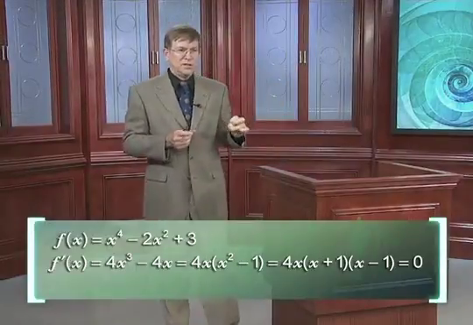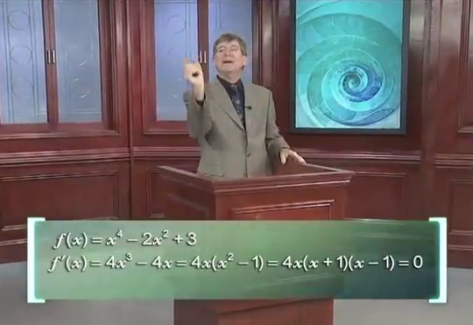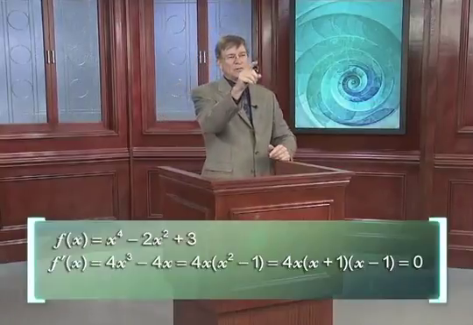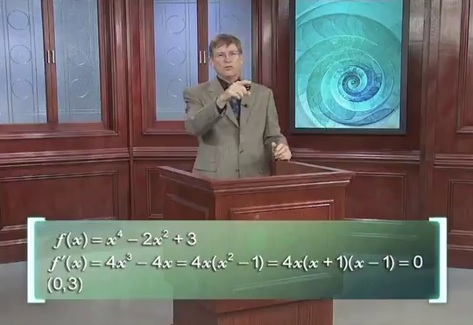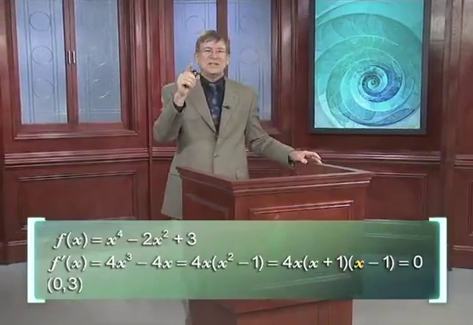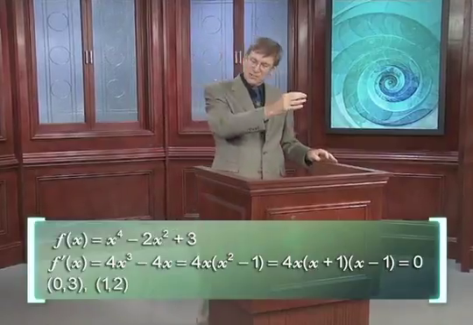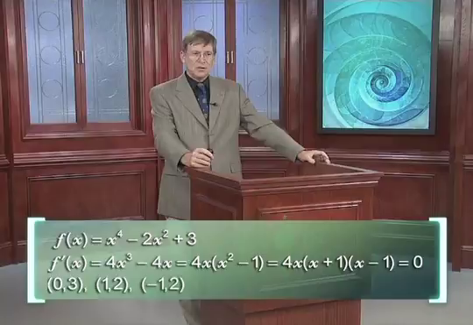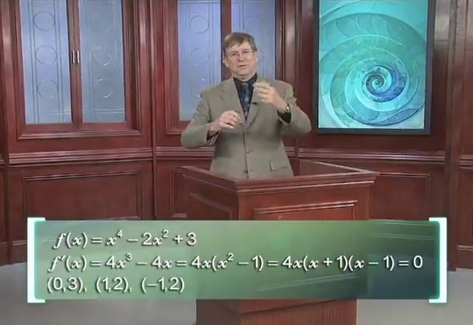So what are those points? If x is 0, plug it back into the original function to get the y value. The y value corresponding to x equals 0 is 3. The y value corresponding to x equals 1 is 2. And by symmetry, the y value corresponding to minus 1 is also 2. Let's look at the picture and interpret our results.